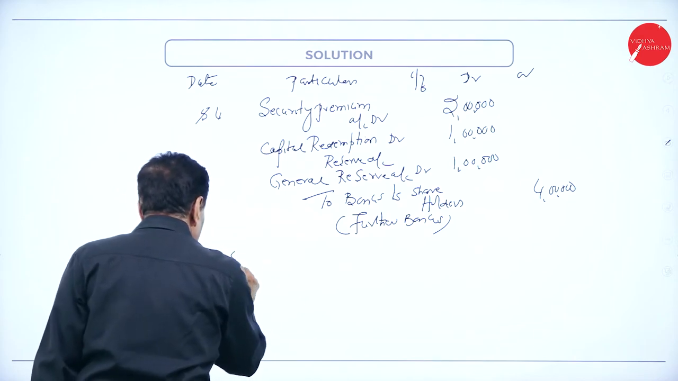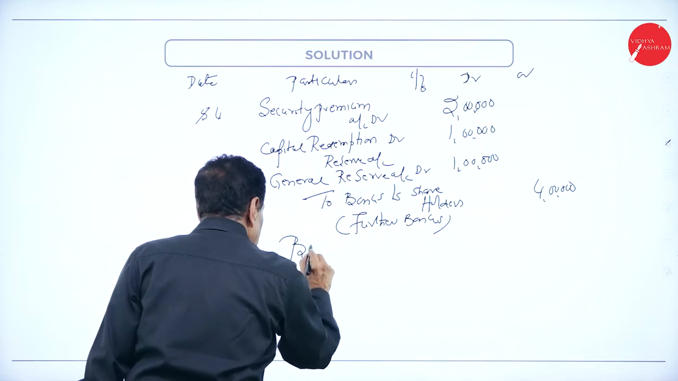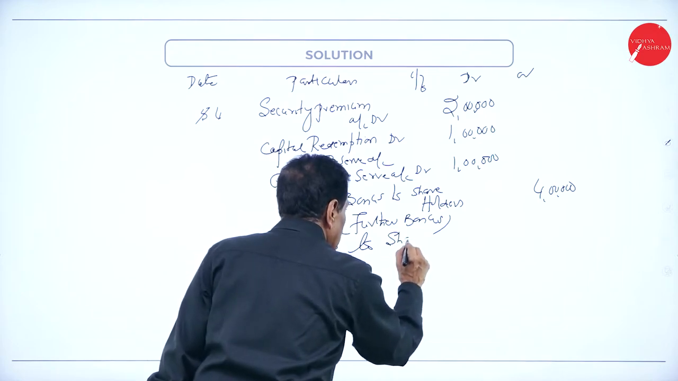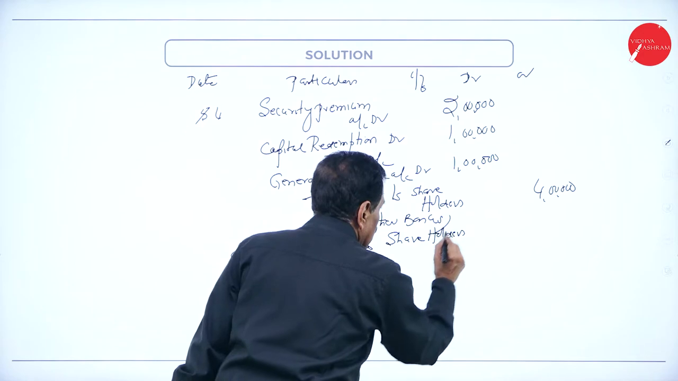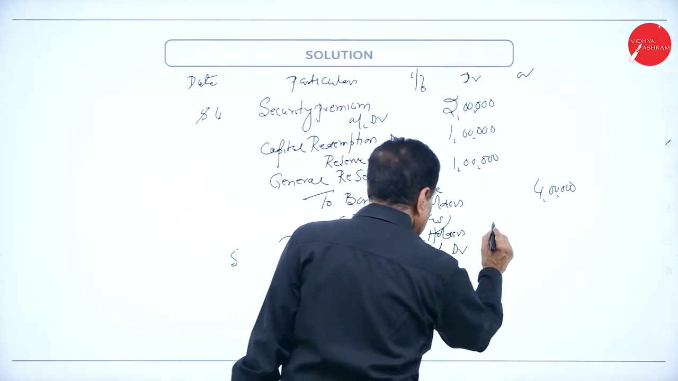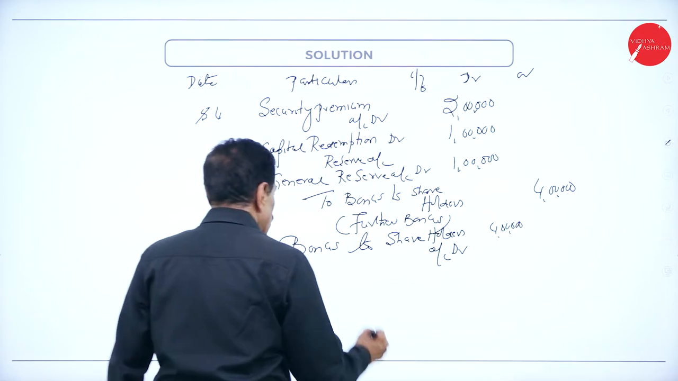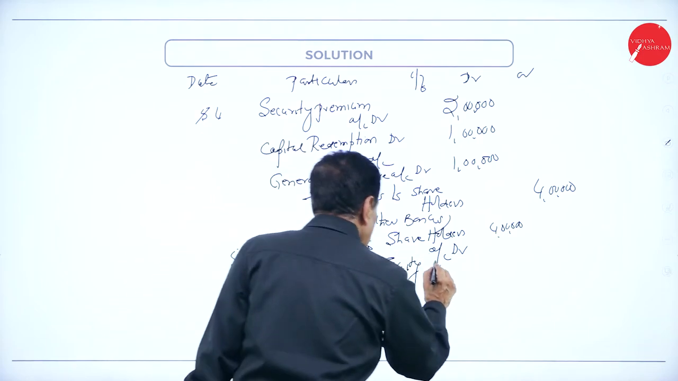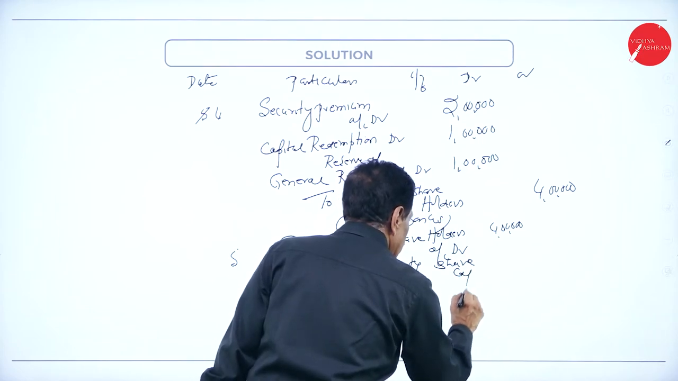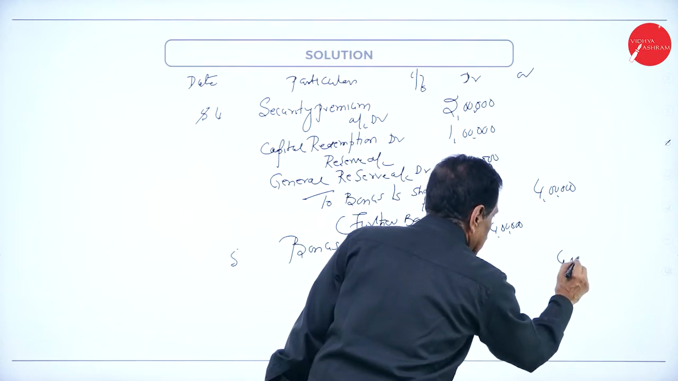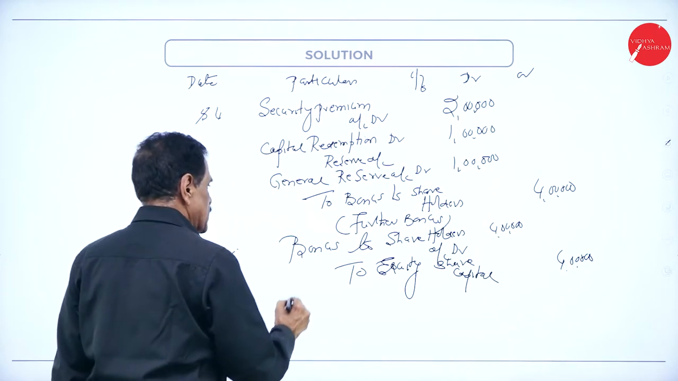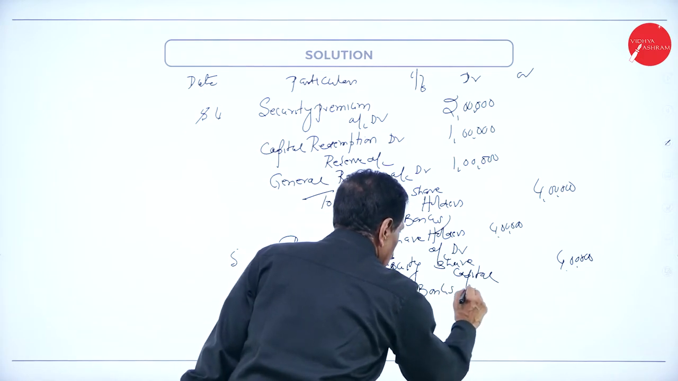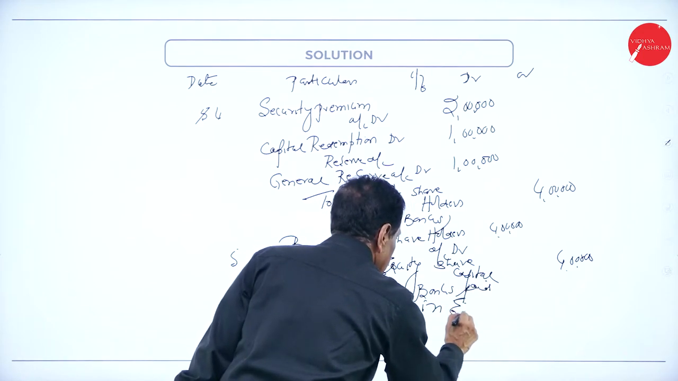Last entry. Bonus to shareholders account debit, 4 lakh, to equity share capital account, 4 lakh. Being bonus paid in equity shares.